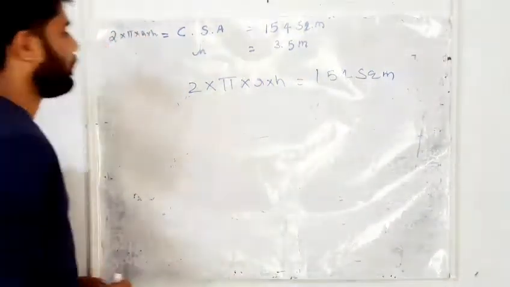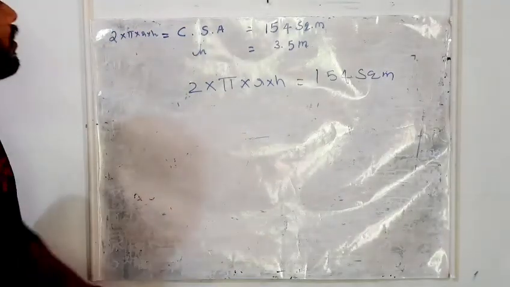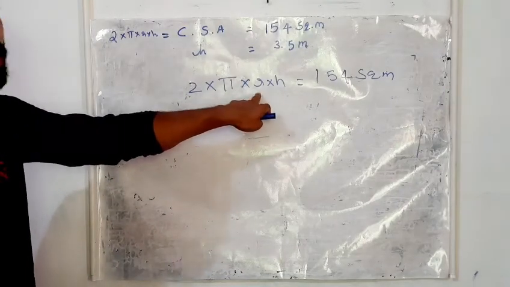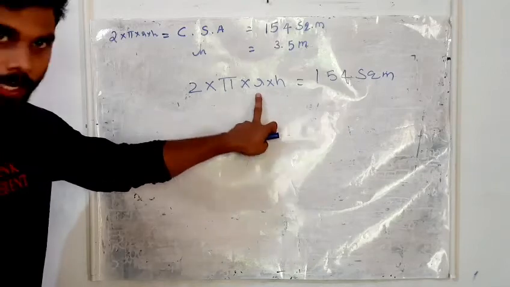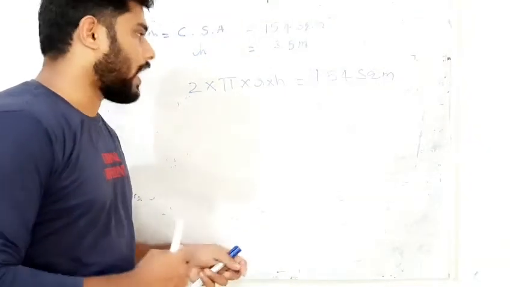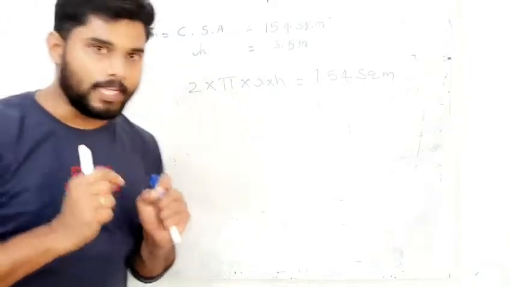Okay. Now we can put in the values of pi and h. We don't know the value of r. If we find out the value of r, then only we can find out the volume of that cylinder.